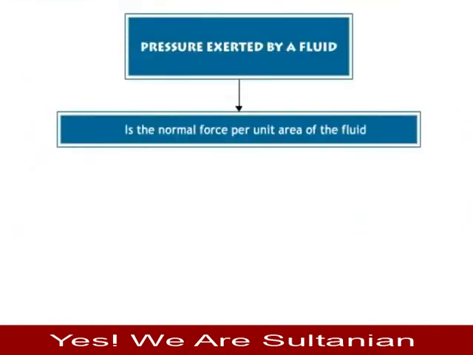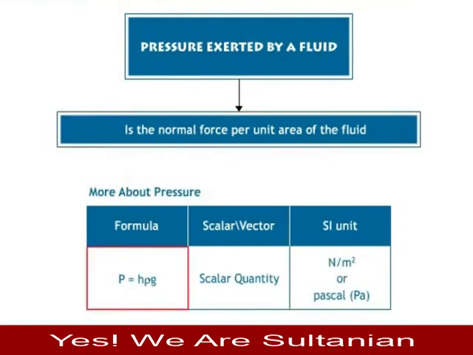Pressure exerted by a fluid. Pressure is normal force per unit area of the fluid. Pressure of a fluid column of height h is given here, where ρ is density of fluid. Pressure is a scalar quantity and its SI unit is Newton per meter squared or Pascal.